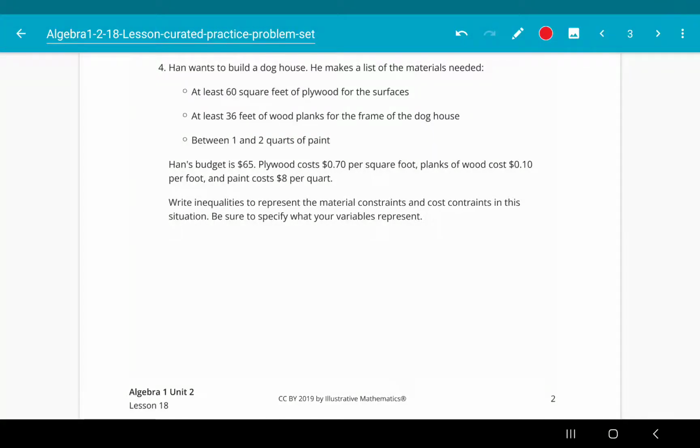Han wants to build a doghouse. He makes a list of the materials needed: at least 60 square feet of plywood for the surfaces, at least 36 feet of wood planks for the frame of the doghouse, between 1 and 2 quarts of paint.